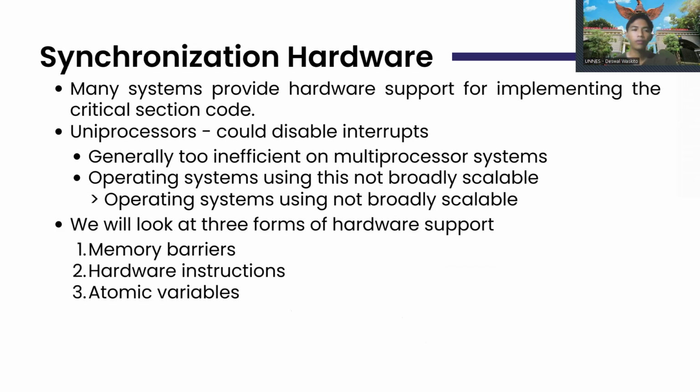Okay, the next one we will talk about is synchronization hardware. Many systems provide hardware support for implementing the critical section code. Uniprocessors could disable interrupts. We will look at three forms of hardware support. The first one is memory barriers, and then hardware instructions, and then the third one is atomic variables.